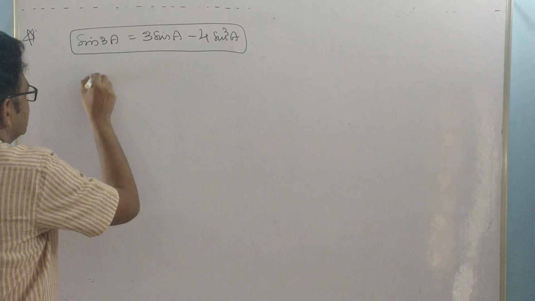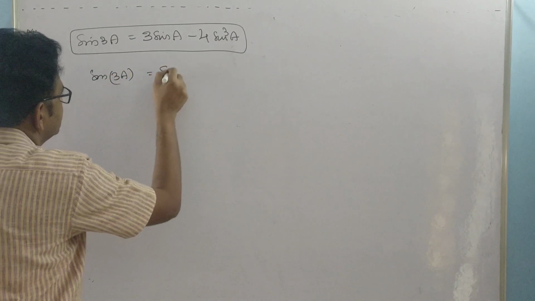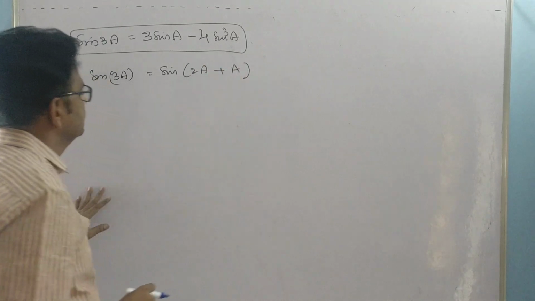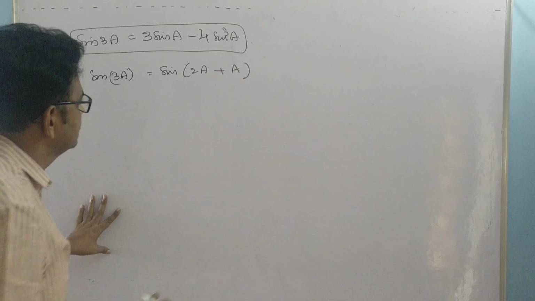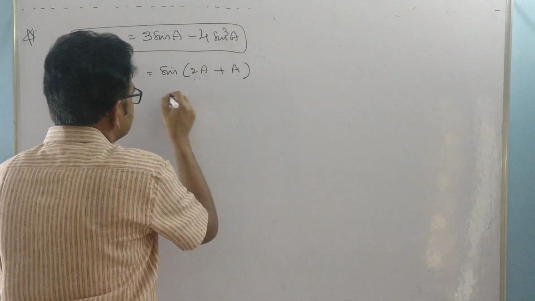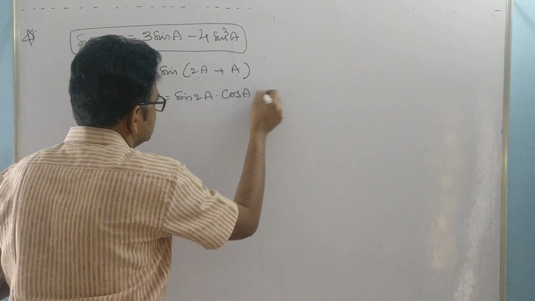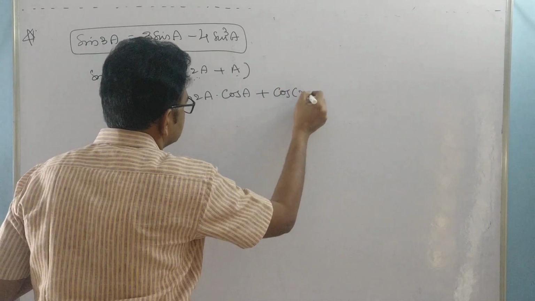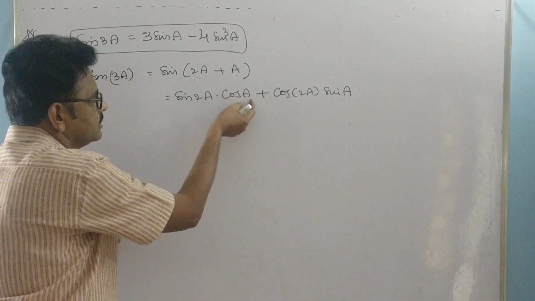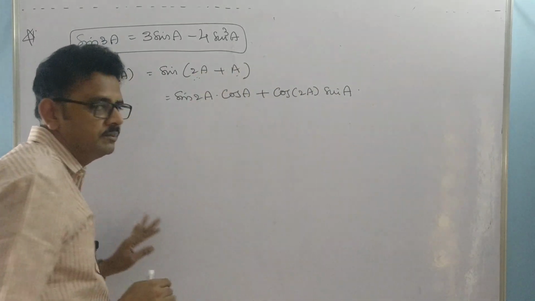Sin 3A, this can be written as sin of 2A plus A. Now this is sin of A plus B form. Sin A plus B is equal to what? Sin A cos B plus cos A sin B, where A is 2A, B is A.